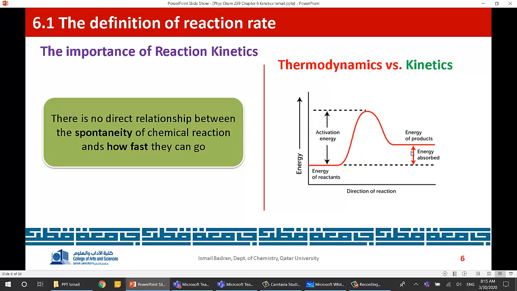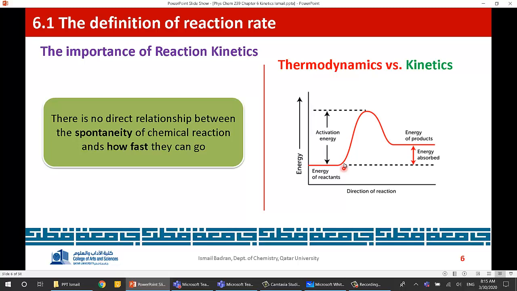Now, this delta H here can tell you if the reaction is exothermic or endothermic, in other terms, if delta H is negative or positive. Now here, the energy difference between the reactants and the top of this curve, we call it activation energy, and we're going to define this in this chapter.